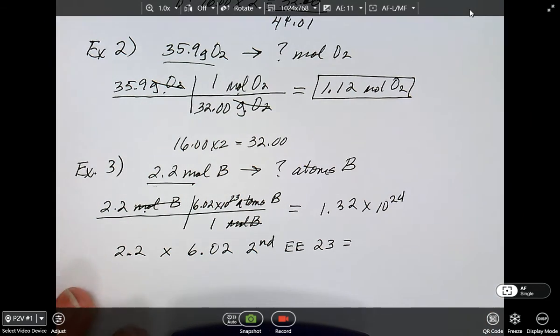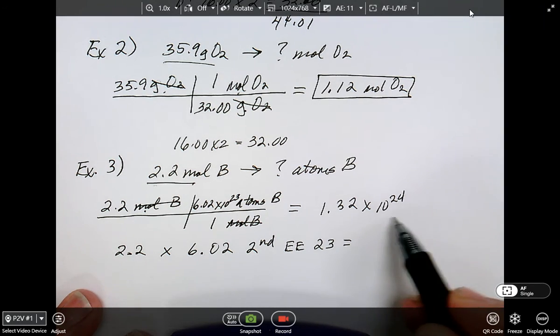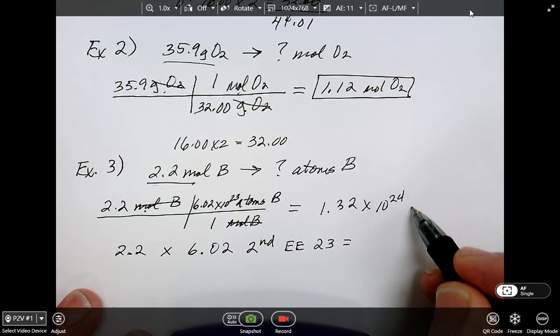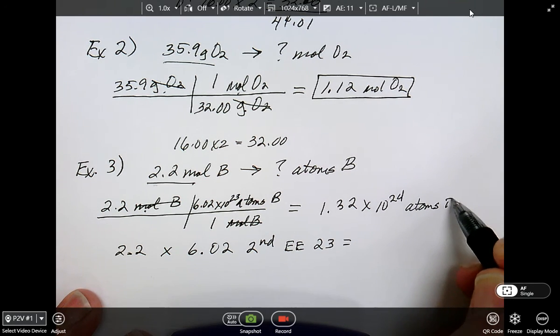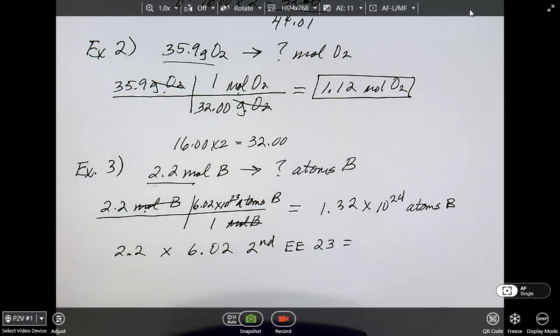Make sure you have the times 10. If your calculator comes up with E something, that E stands for times 10. So write it with the times 10 symbol. That's the way it's written. And then what is going to be the final unit? Atoms of boron. Okay?